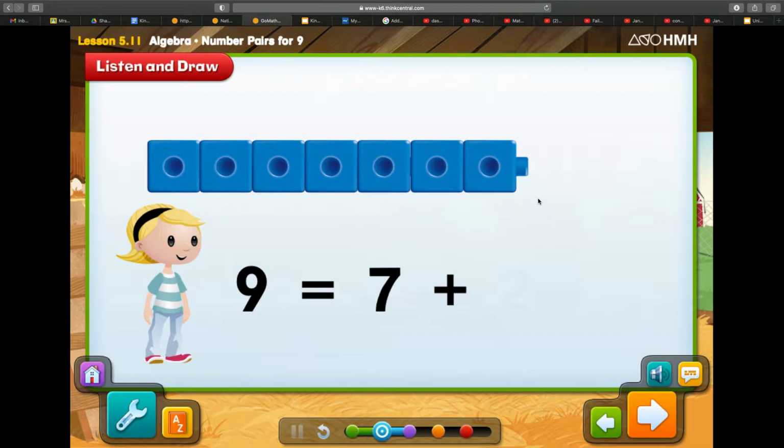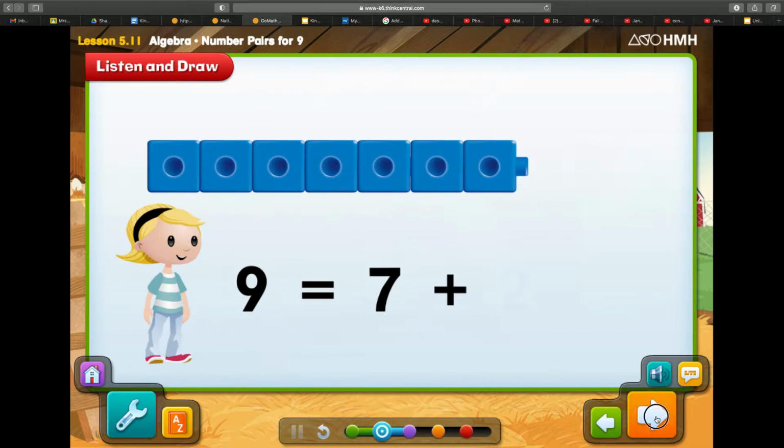Okay, there should be 2 red cubes here, and I'm not sure why the number used there is not the same. The number pair is 7 and 2 to make 9. Let's read the addition sentence that shows this number pair for 9. 9 cubes is equal to 7 cubes plus 2 cubes. And there should be a 2 there, so this should say 9 equals 7 plus 2. Not really sure why that's not working.